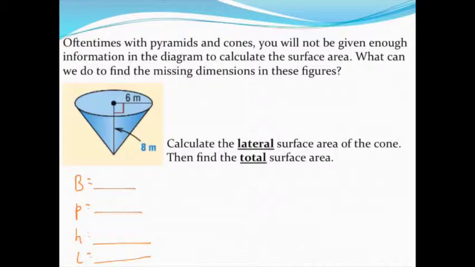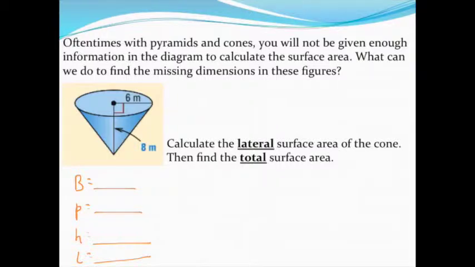In our last video, we looked at how to calculate the surface area of a pyramid or a cone. We're going to do the same thing in this video. However, this time, one of our dimensions is missing. So I've gone ahead and already written down the four things you need to find: B, P, H, and L. B is the area of the base, P is the perimeter of the base, H is the height of the pyramid or cone, and then L is the slant height.